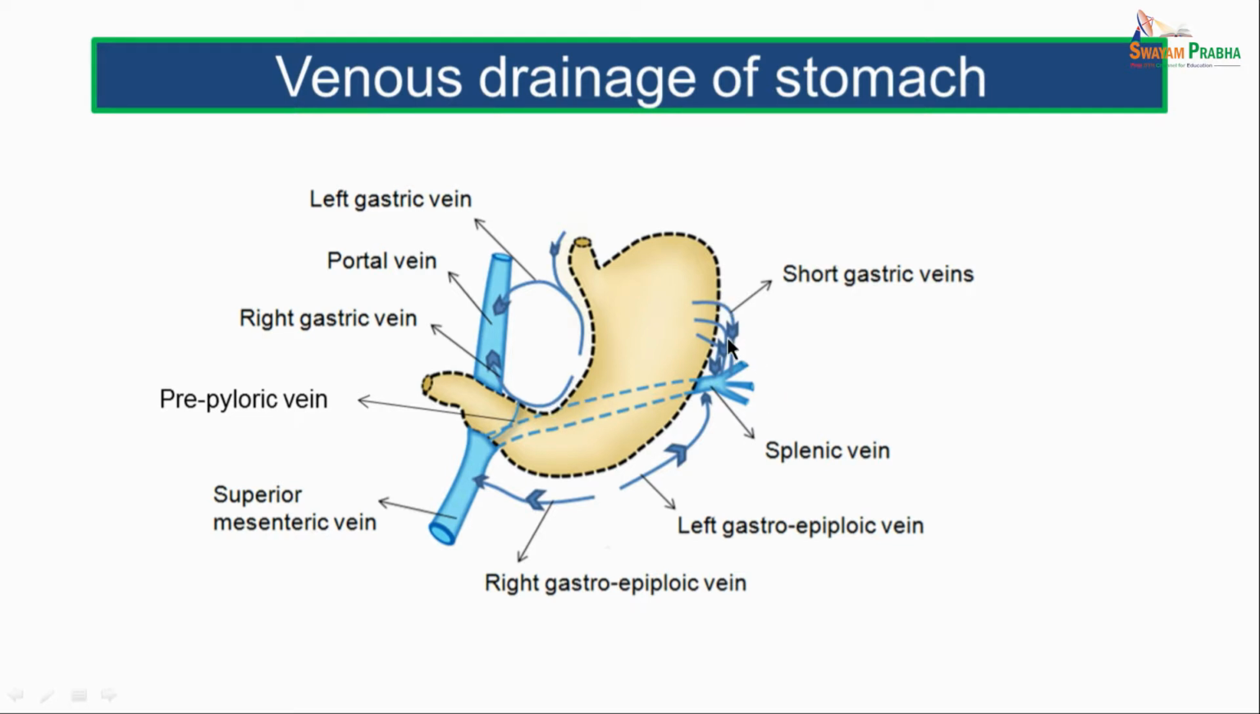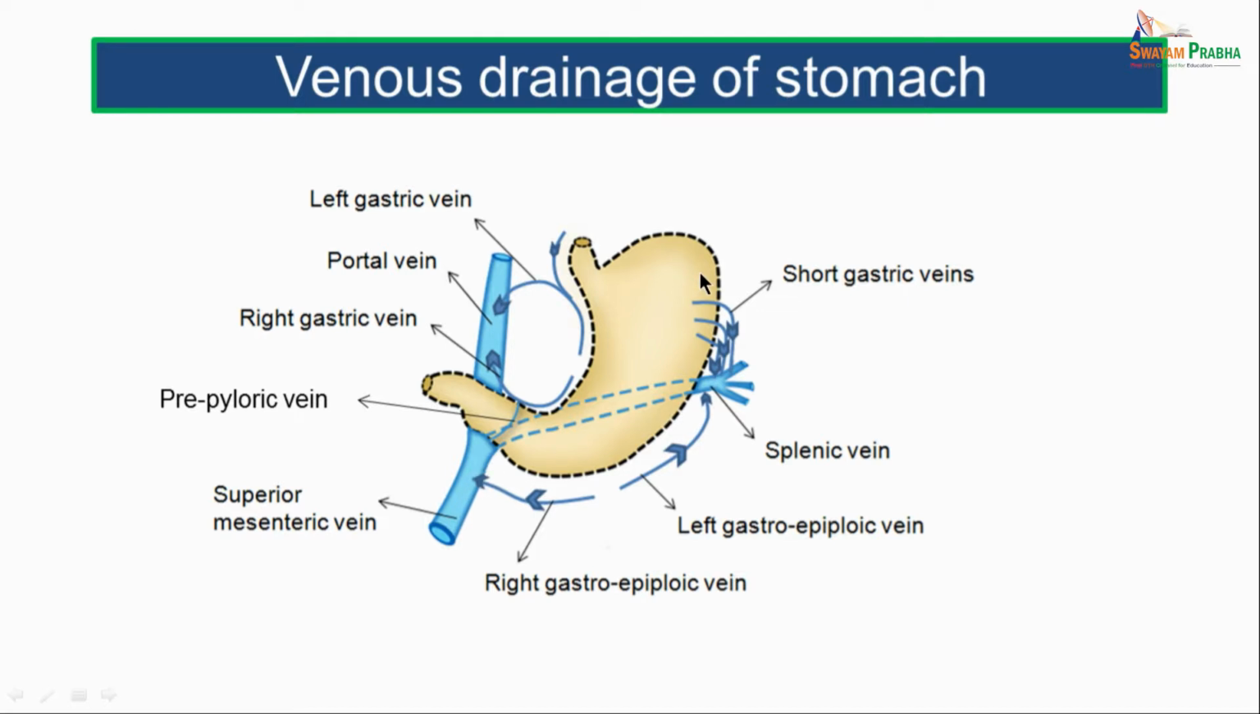The short gastric veins, 4 to 5, drain the blood into the splenic vein. The left gastroepiploic vein drains its blood into the splenic vein. The right gastroepiploic vein drains the blood into the superior mesenteric vein.